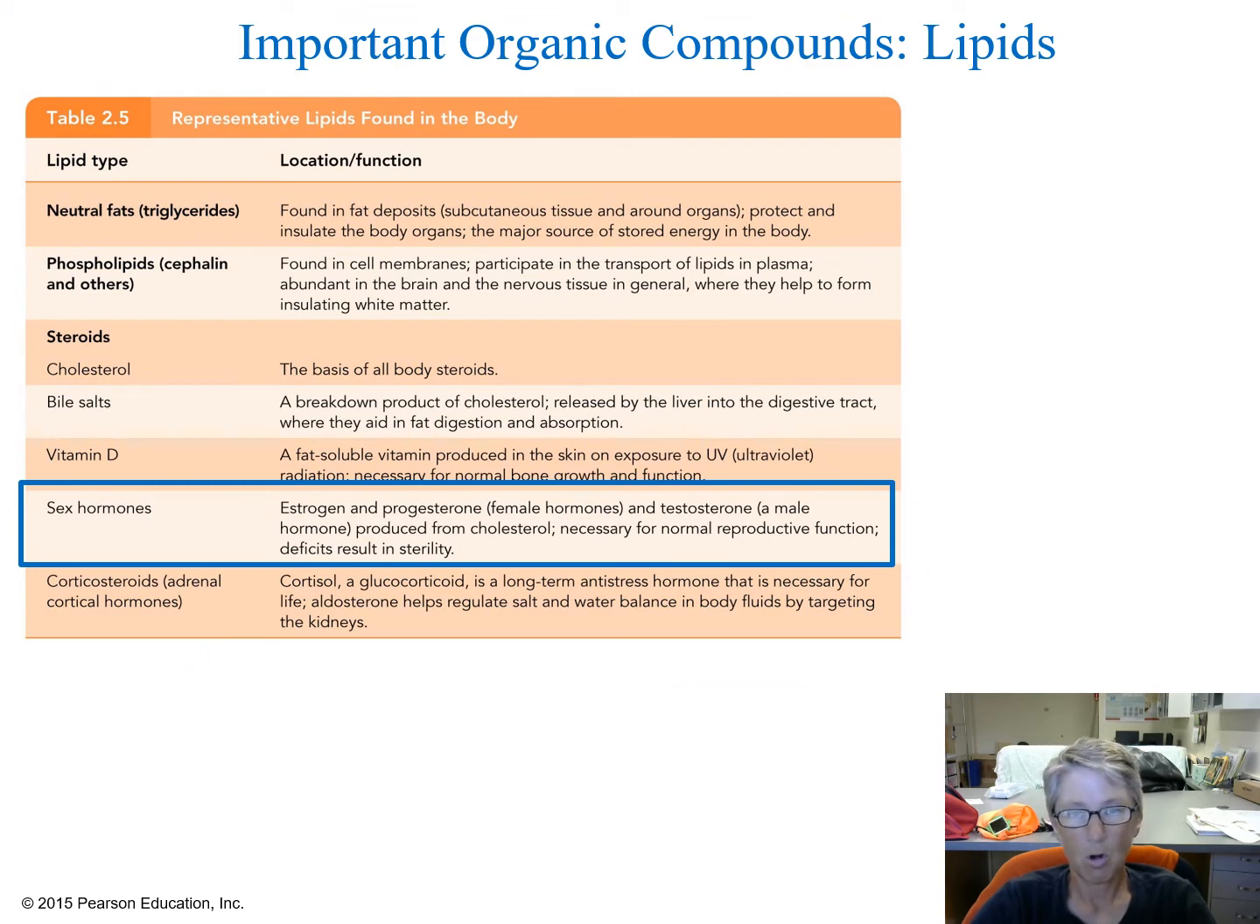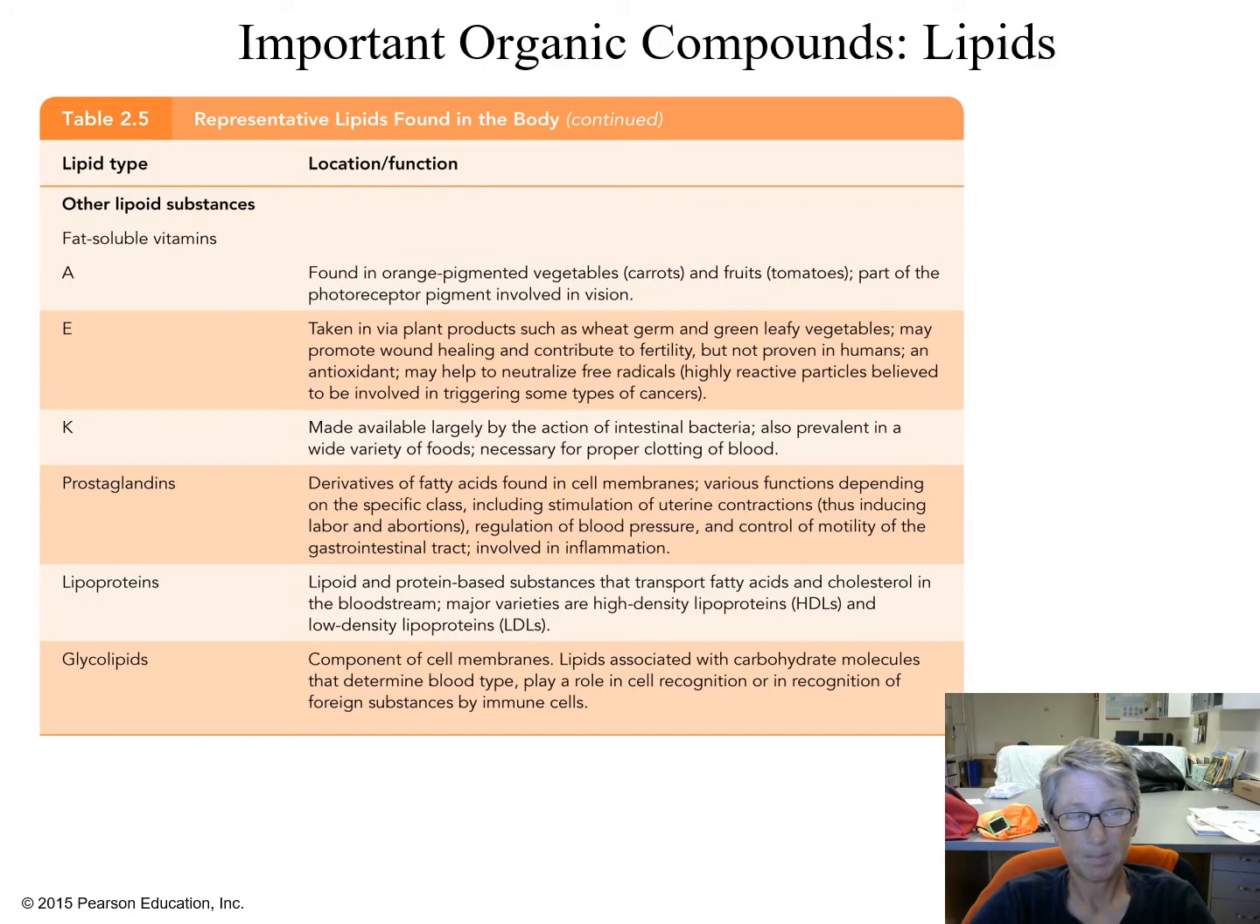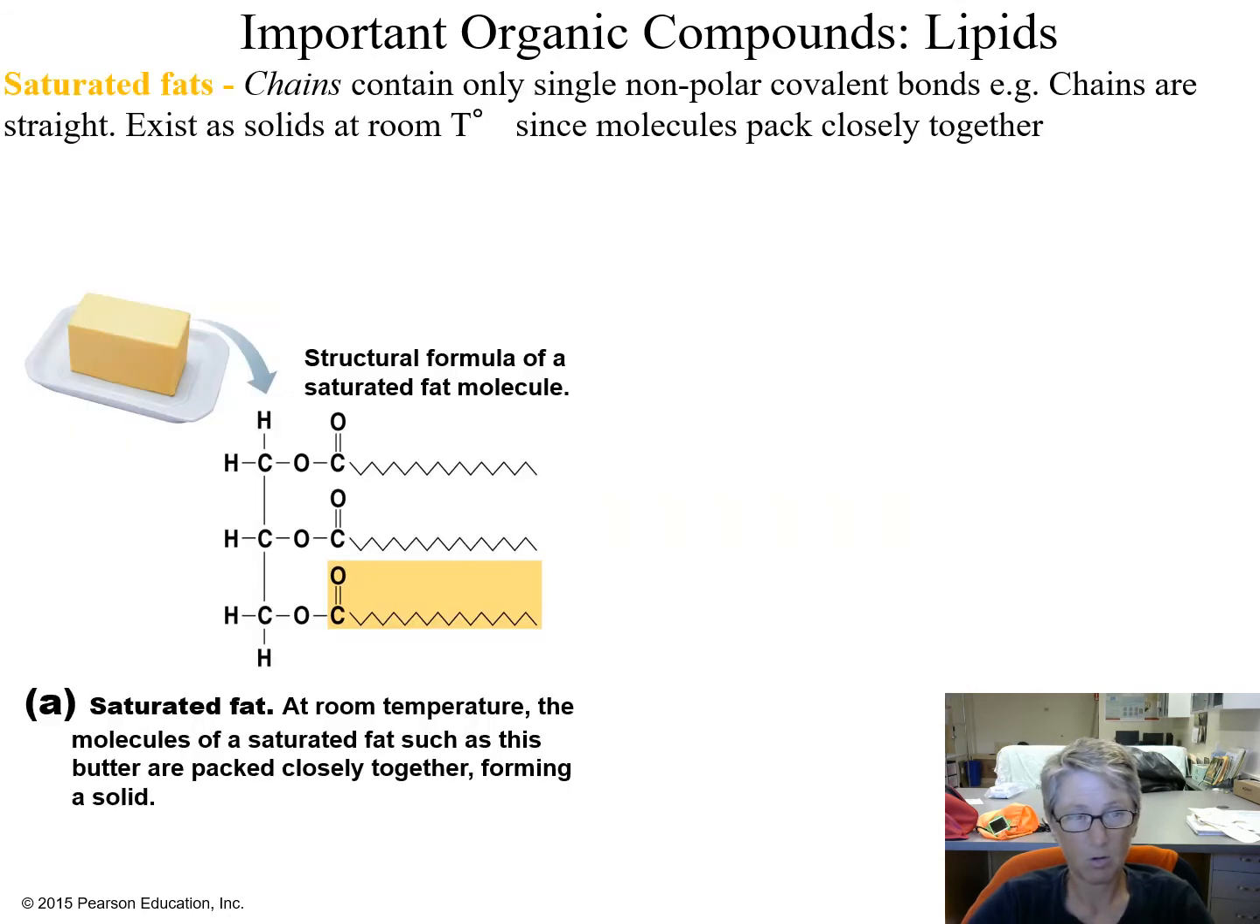So let's look at a couple more important lipids. So here's the lipid type. A neutral fat, that's what we just looked at. You could have a phospholipid, steroids, which would include cholesterol, bile salts, vitamin D, and the sex hormones estrogen and progesterone, which are derived from cholesterol, and they're lipids. Here are some fat-soluble vitamins. These vitamins can only dissolve in fat. So if you had a completely fat-free diet, you would not be able to hold on to the fat-soluble vitamins A, D, E, and K, or A, E, and K in this cartoon.